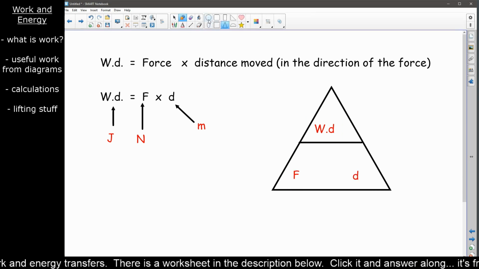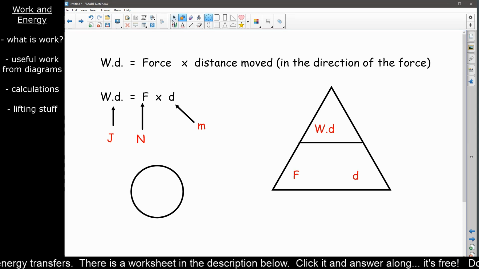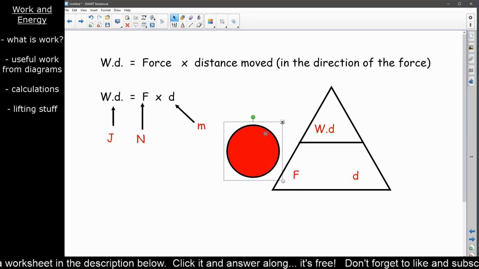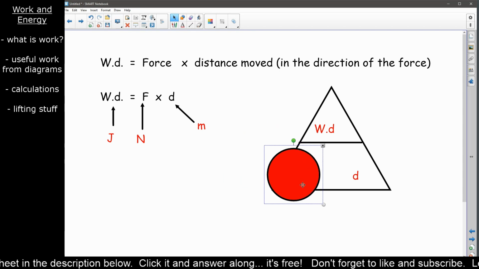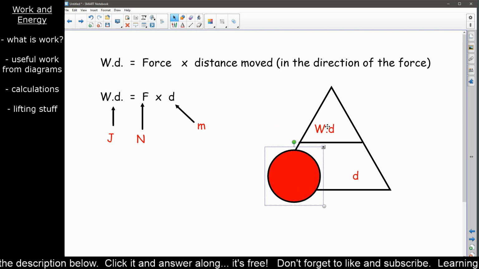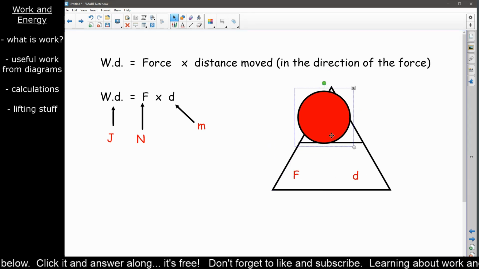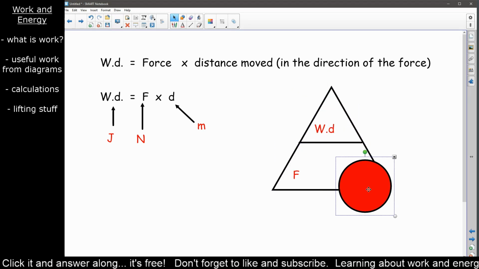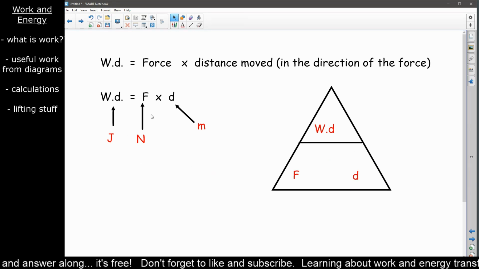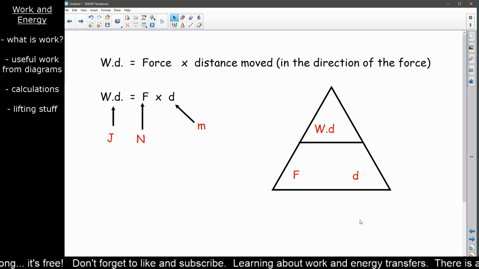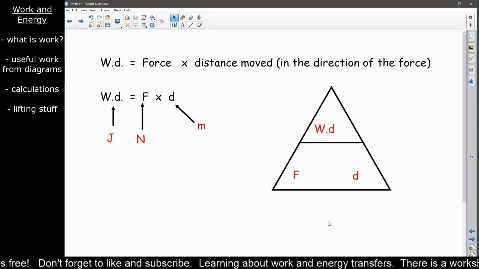Okay, and how we use this, for those of you who haven't been used to playing with triangles, we cover up what we want, and then what's left is the equation. So if I want force, it's work done over distance. If I want work done, it's force times distance because they're beside each other. And if I want distance, it's work done over force. I'd prefer you to learn the equation and how to manipulate it. But if you're properly mathophobic, then this will do.